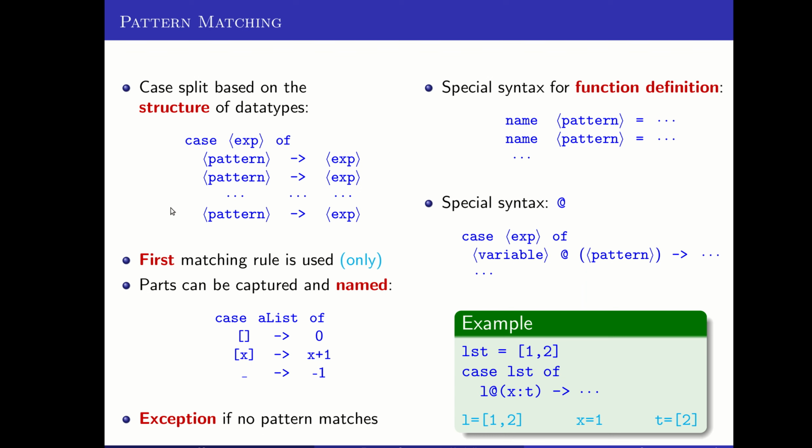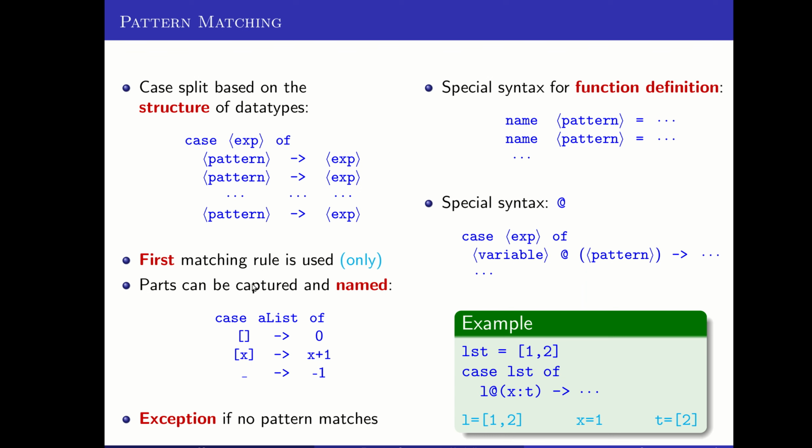So if there's a more general pattern that would have matched later, but we match a more specific one earlier, then that will be the one that's used. And that's typically the order you want to go in, from most specific to least specific in these.